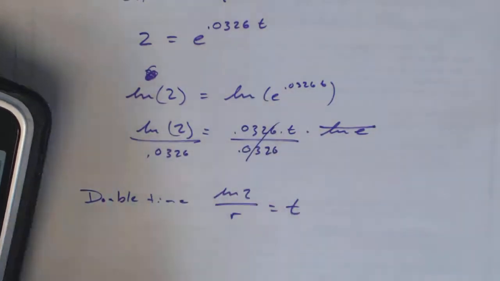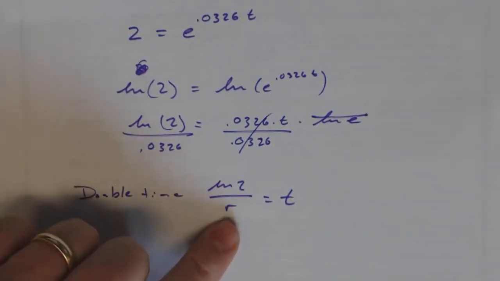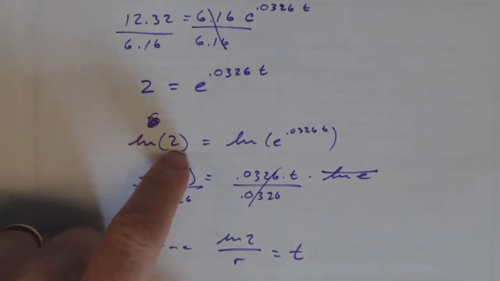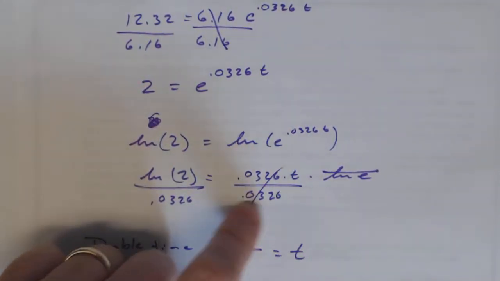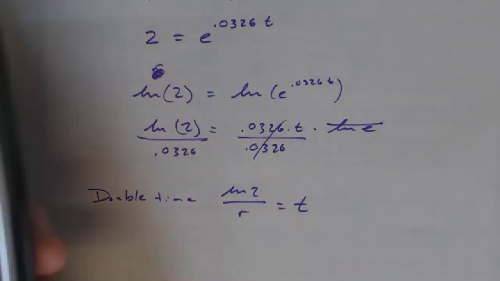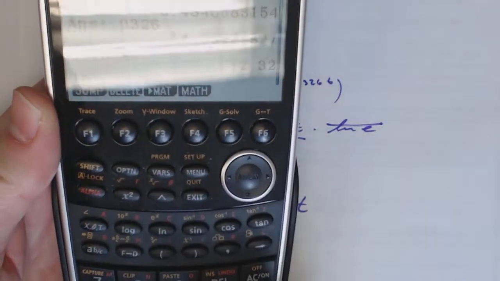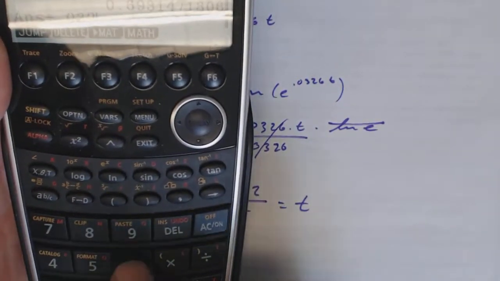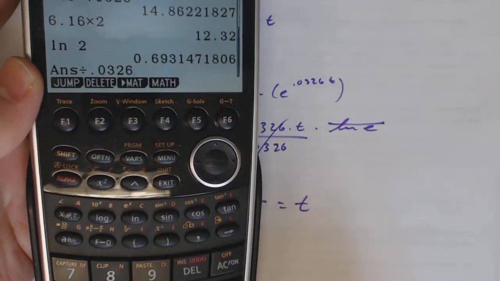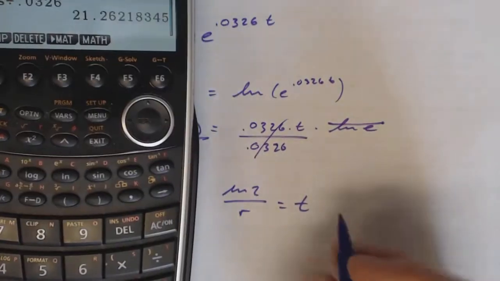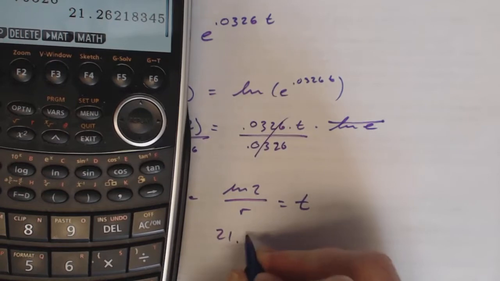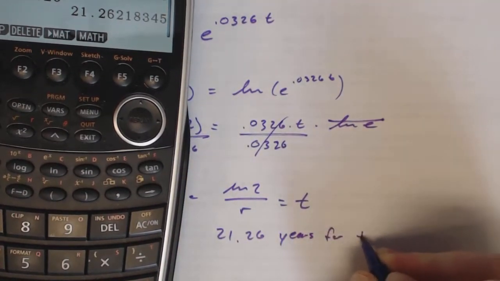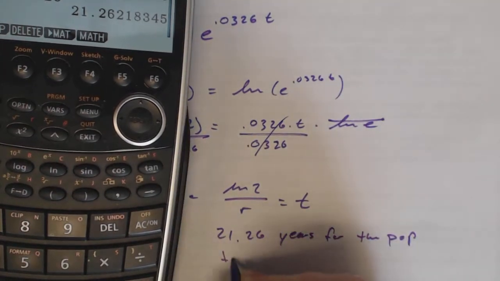They say k on the formula sheet, but that's essentially your formula for your doubling time, because like we said, that'll always be a 2. You're always going to have a rate here, and then you're always going to take the natural log. So what is the natural log of 2? Divide that by 0.0326. That's 21.26. It's going to take 21.26 years for the population to double.